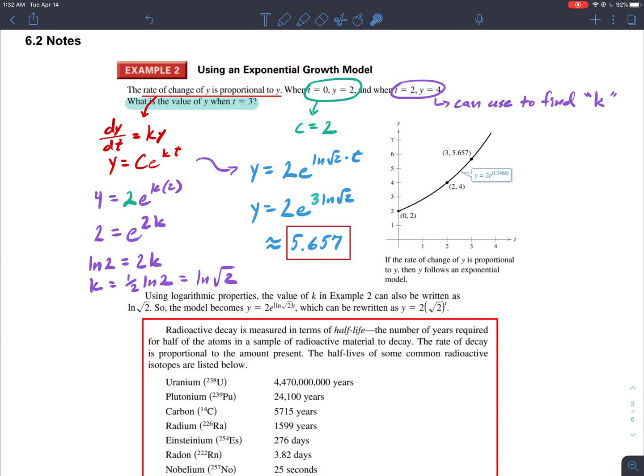I would strongly recommend that you carry a lot of decimal places if you're going to do that. And then one final note, you can read this here. It says, using log properties, you could rewrite this base to be base square root 2. Totally possible to rewrite your base so that it is not base e. We see that pretty frequently. You can take this expression, and this is technically just square root 2, because e to the ln square root 2, and then you've got that t still sitting up there. So square root 2 to the t. Another way to write that.